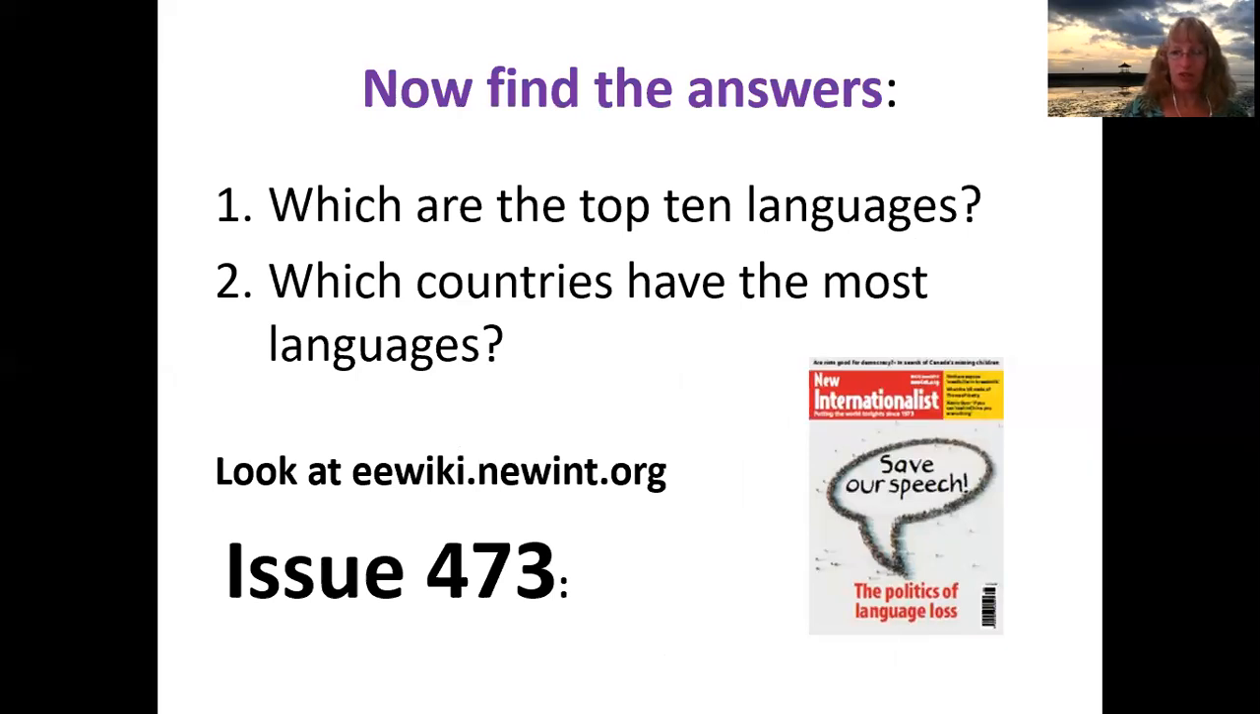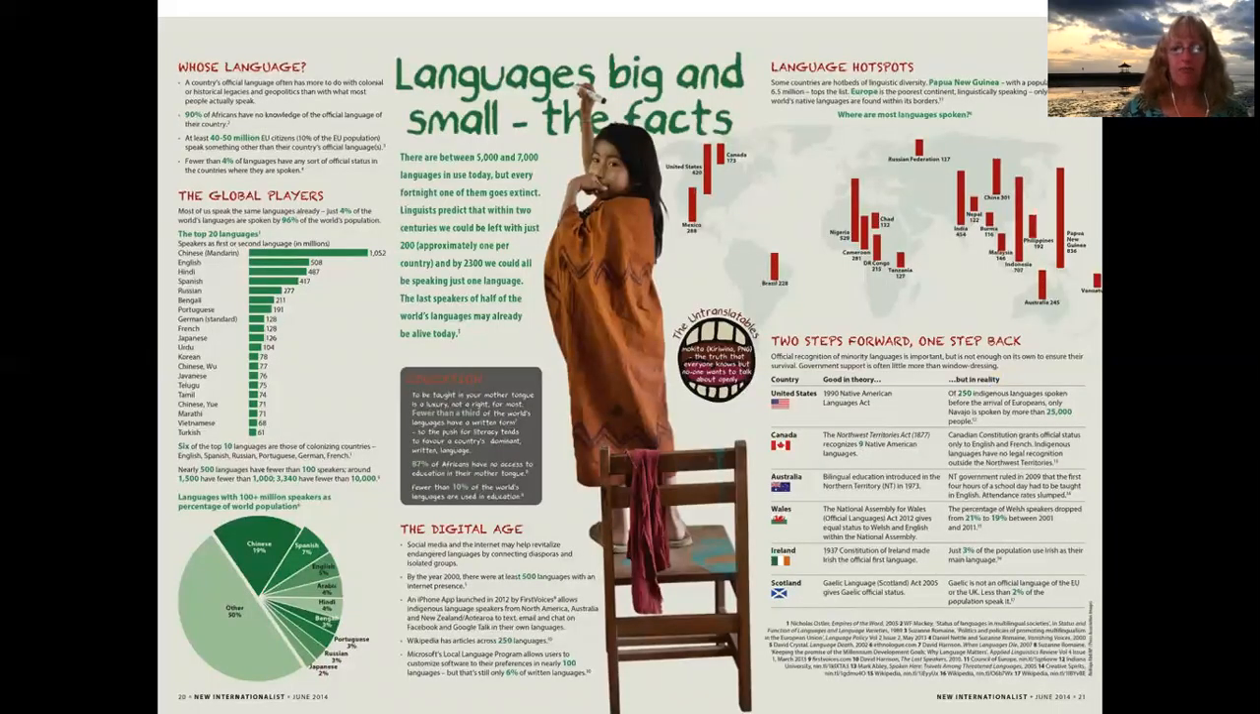Now, there's a whole issue in the New Internationalist based on languages. It's called The Politics of Language Loss, Save Our Speech. If you look at the eewiki.newint.org site and scroll down, come to issue 473, you can find lots of interesting information in easier English about languages. You can read that now or later if you like. This is one of the very interesting charts there, and you can find this in written language form and on this infographic. So much information about languages, and you can check if you were correct with the top 10 languages.